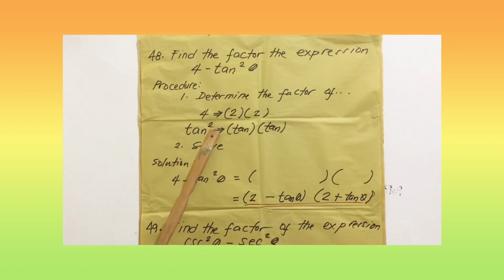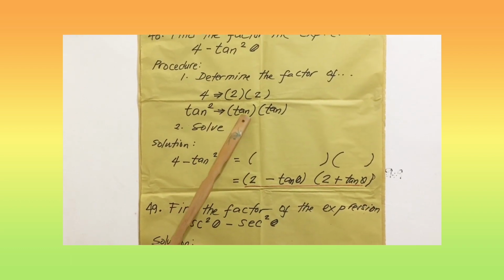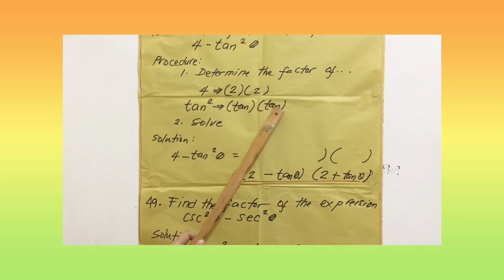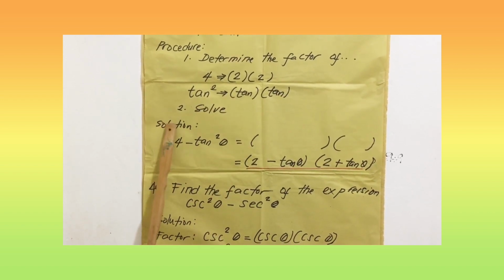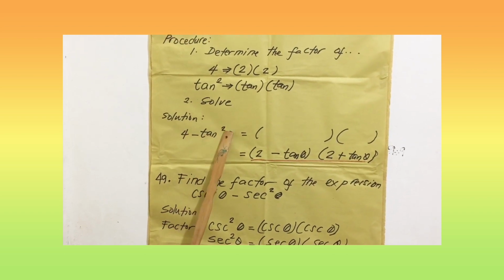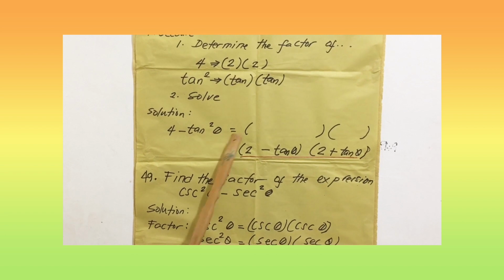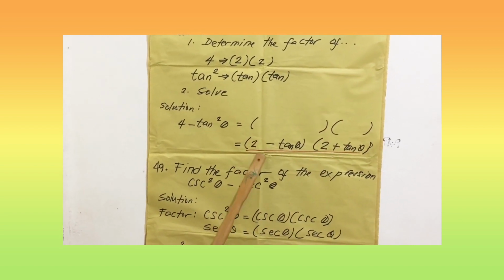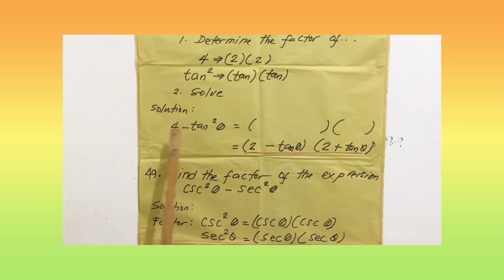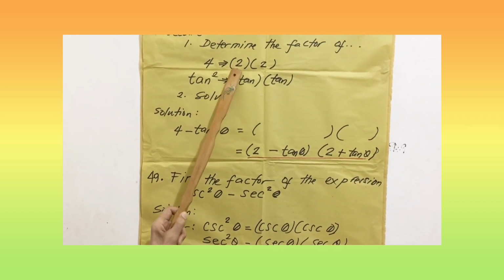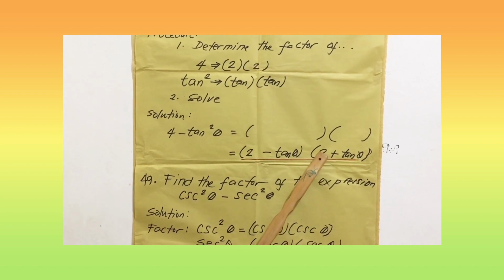Next, tangent squared: if we multiply tangent by tangent, we have tangent squared. So you just have to split this tangent squared into tangent and tangent. Our solution now: copy first the given, 4 minus tangent squared theta equals. The first step is to make 2 parentheses, and then you fill up these parentheses by writing the factors. The factor of 4 is 2 and 2.